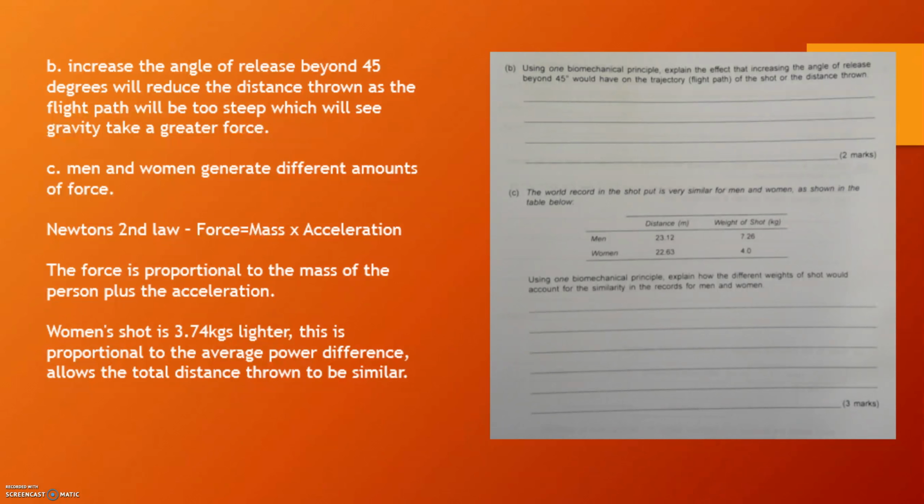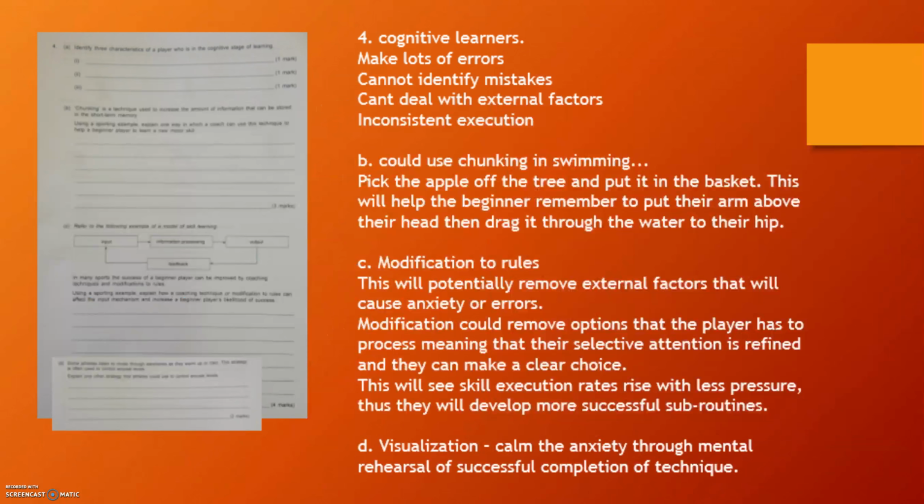Women's shot on average is 3.64 kilos lighter, according to the table. So that would have been calculated to look at maybe the force generated by a lady is roughly that much lighter. So then if we can get the mass equivalent according to this acceleration, we can generally get the same distance if the woman's shot is a little bit lighter than the men's. And that's Newton's law, that the force is dependent on the mass times the acceleration.